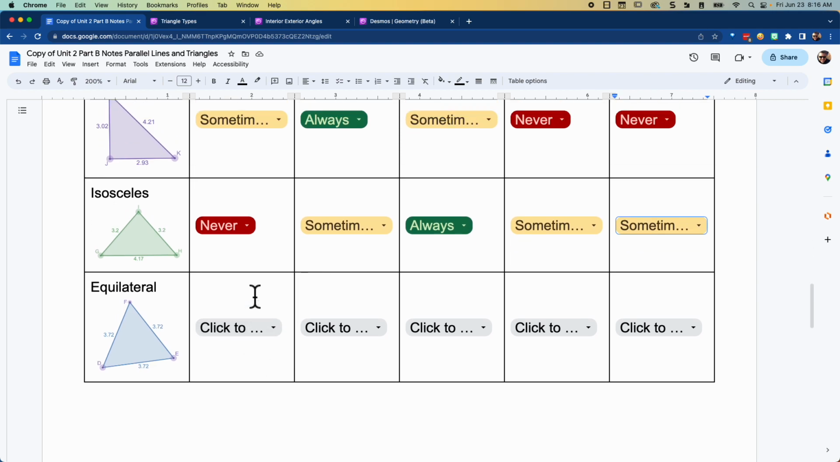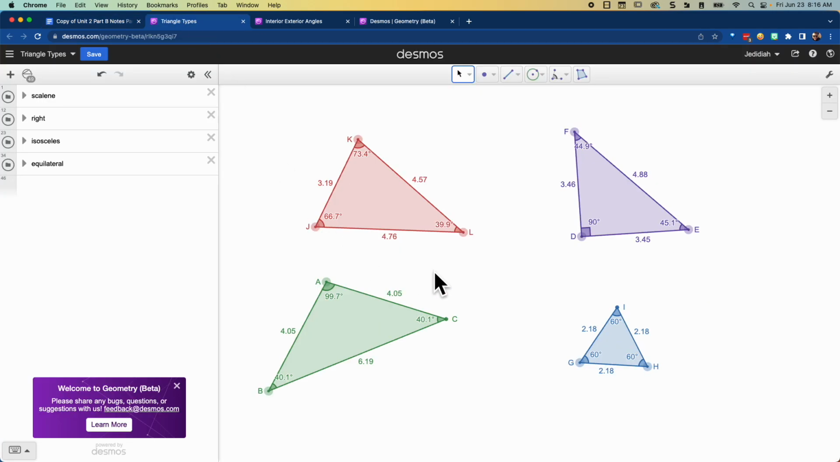All right, equilateral. Equilateral is what we say is the triangle where everything's the same. All the angles are the same. All the sides are the same. So we usually hear the term equilateral more commonly, but it could also be referred to as equiangular. Equiangular means equal angles. Equilateral means equal laterals, or equal sides.